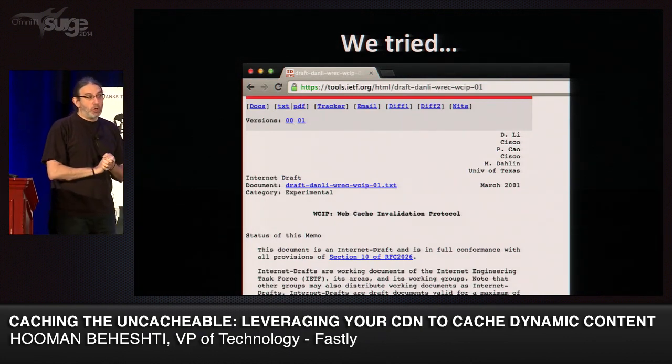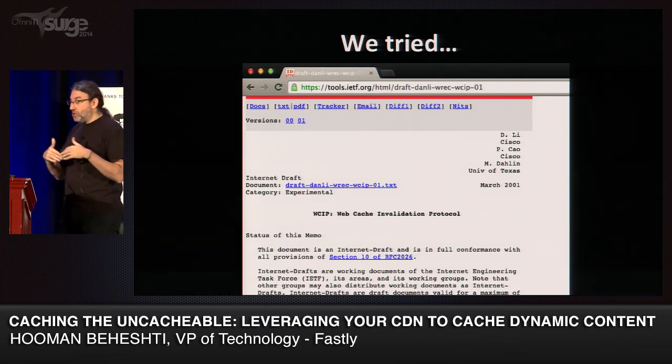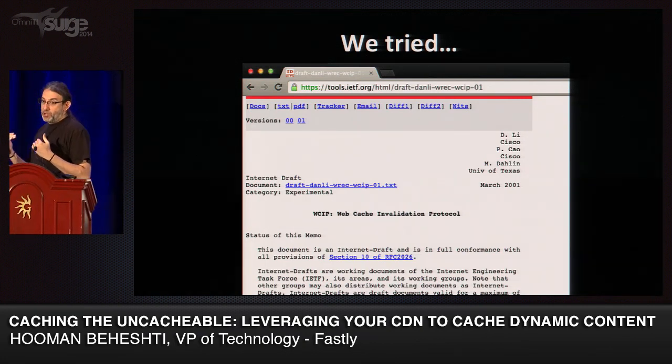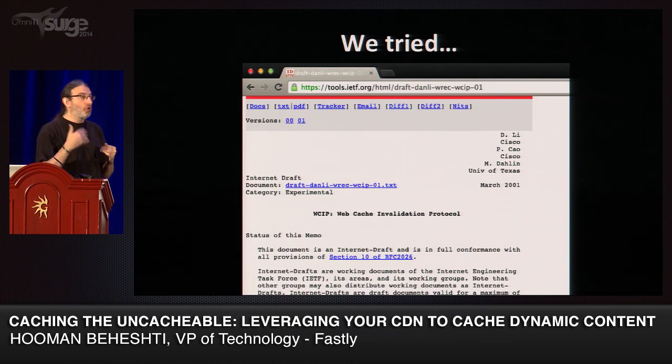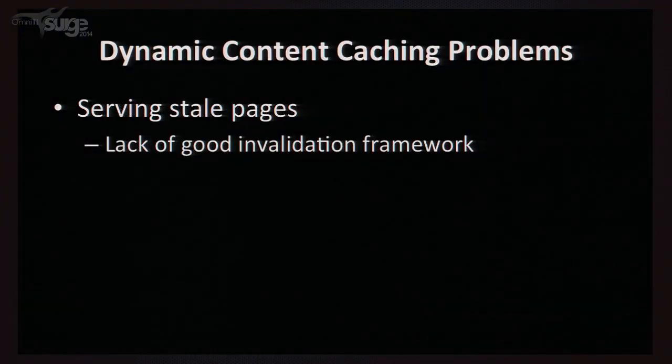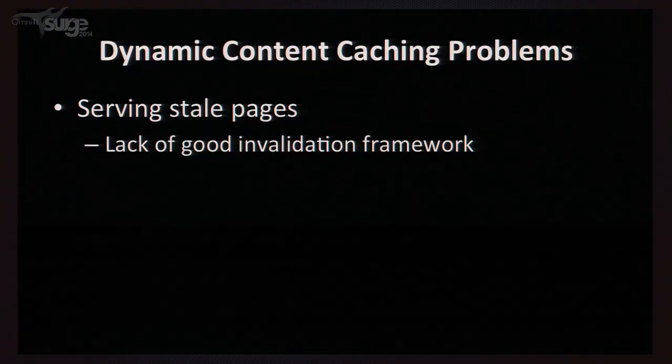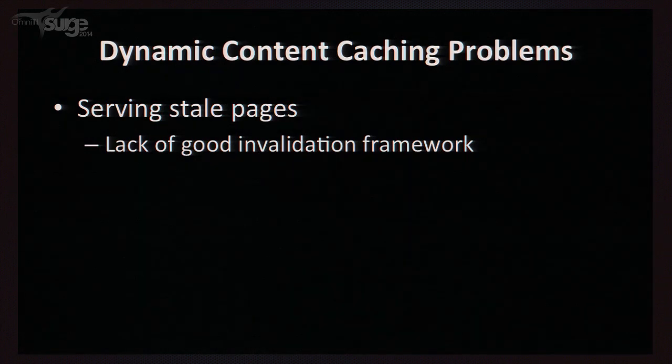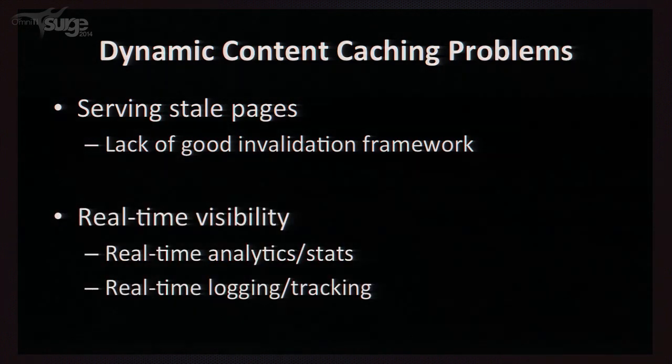Never went anywhere. So we've had basically no way to invalidate content, certainly no good rules that the spec community provided for us. So we were basically there with these awesome ways to cache stuff, but no way whatsoever to invalidate it. That's the first problem. So the lack of a good invalidation protocol is the first problem that has typically caused us not to cache dynamic content. The second problem is one of visibility.